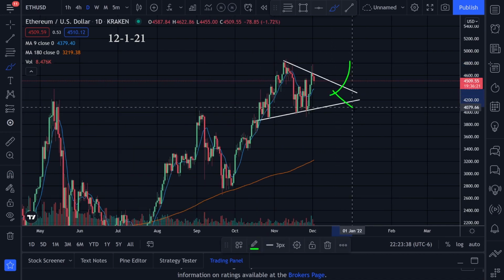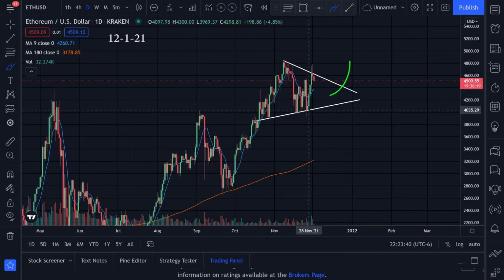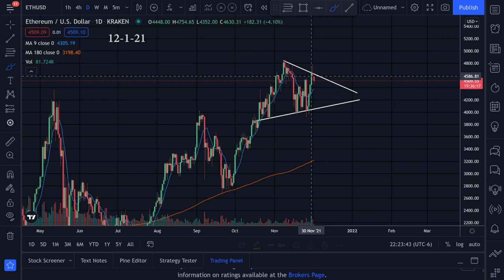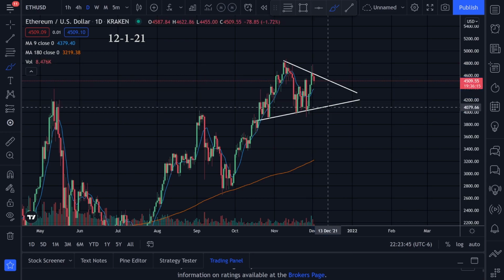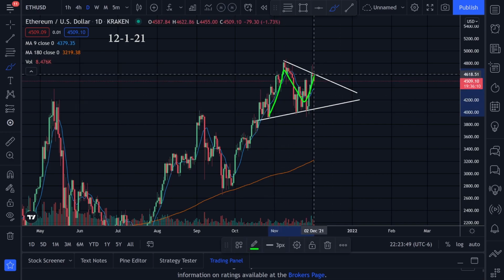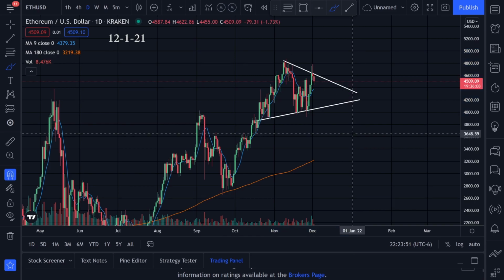Let's see if we could break to the upside or to the downside. I think that'd be another kind of test. If we come down right here, maybe this area is sitting at around 4,086. See, that's what I mean though. It's possible that we do something like this and then break out.